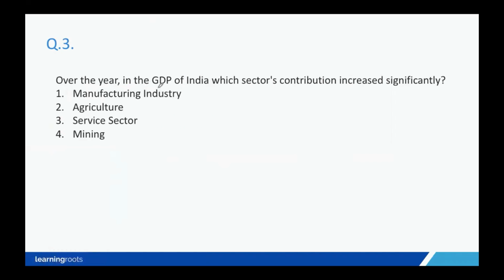Third question, over the year in the GDP of India, which sector's contribution increased significantly? The answer is the service sector, right? In terms of contribution to GDP right now, I think more than 50% is contributed by the service sector, around 30% by the manufacturing industry, and around 16 or 17 odd percent by the agricultural sector. So that's the breakup of these three most important sectors to the GDP of India.